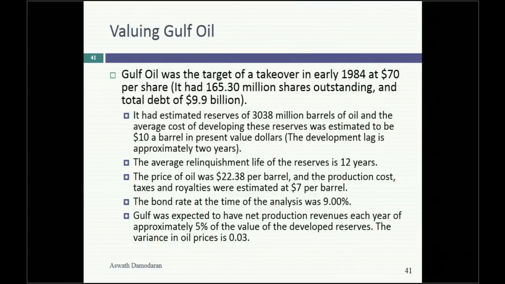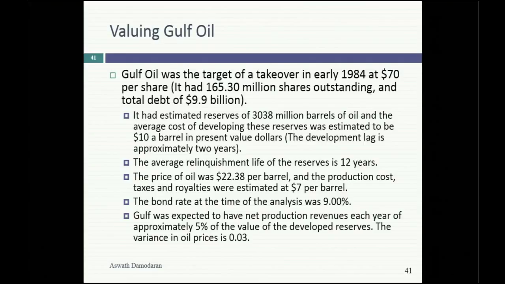To do this with an oil company, I'm going to go way back in time, and I'll explain why I have to go back to a company from a case. I almost never use companies from case studies. I'll talk about why I had to go back to 1984. It's from an acquisition of a company called Gulf Oil, a pretty big oil company, which was targeted because it had lots of reserves. In fact, at the time it was targeted, it had reserves of 3,038 million barrels of oil, and the average cost of developing those reserves, in 1984, was about $10 a barrel. So collectively, if they decide to develop all their reserves, it will cost them $30.38 billion.